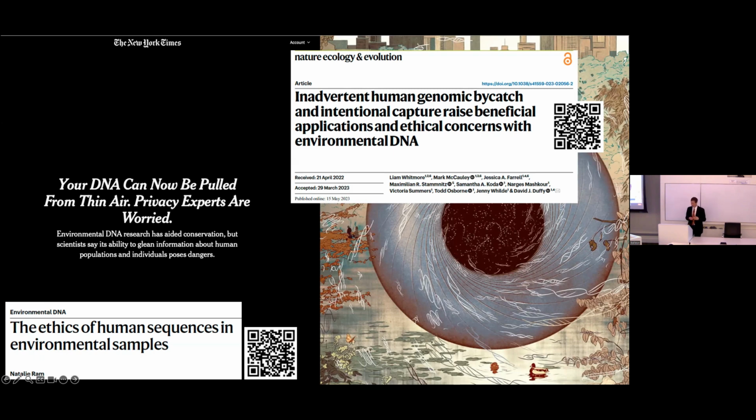And so there was a paper that came out just earlier this year in Nature Ecology and Evolution, talking about inadvertent human genomic bycatch, where essentially you can find human DNA in a lot of these samples, and you can go and see who's sick, where they've been, who was there. And essentially that's led to a lot of thoughts about what are the ethics of detecting these human sequences in these kinds of samples. And one of the authors of this article will be speaking later this afternoon.